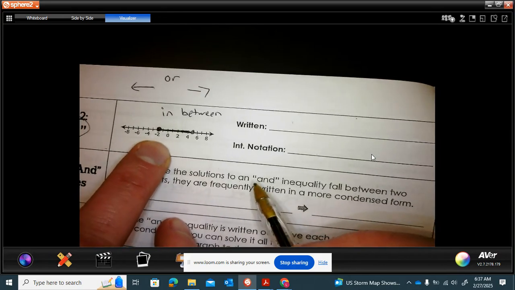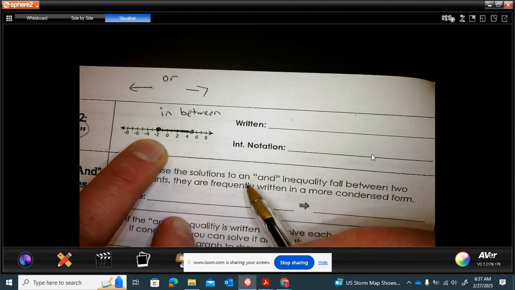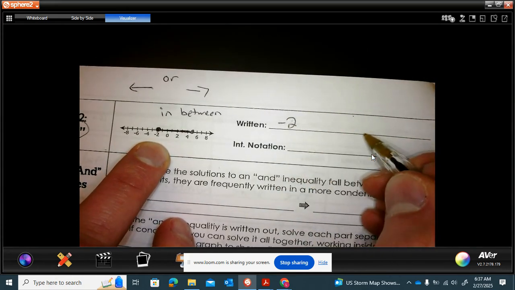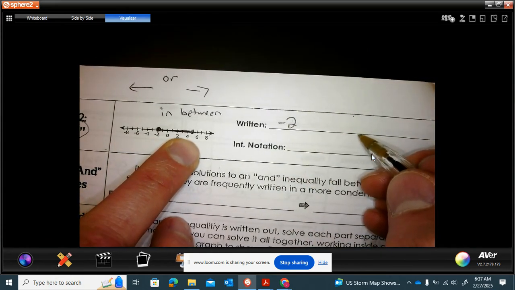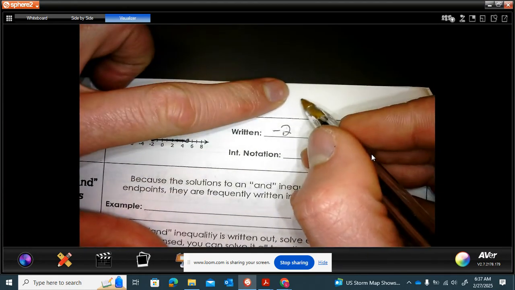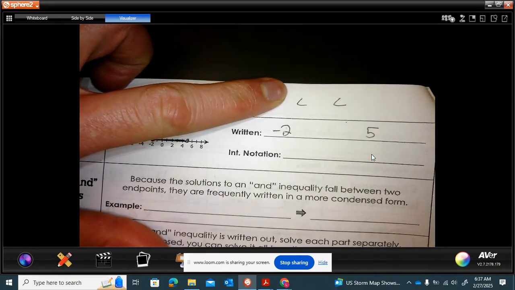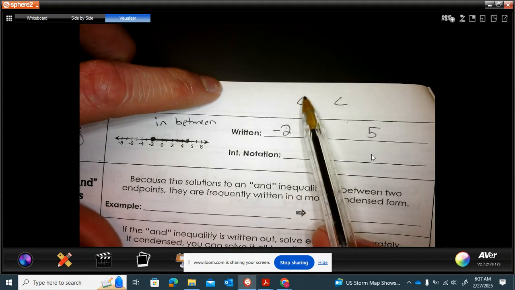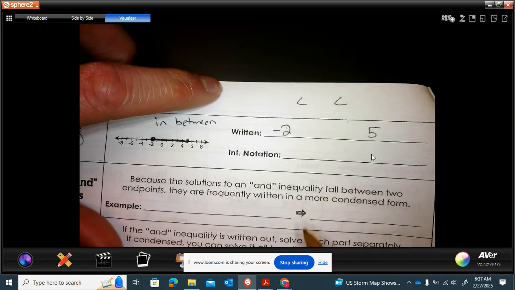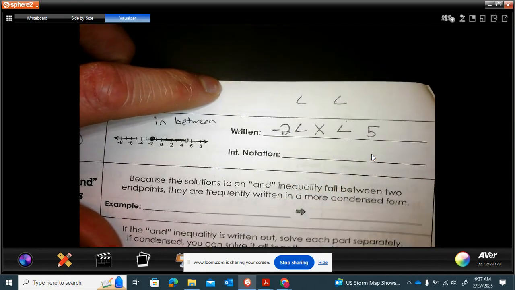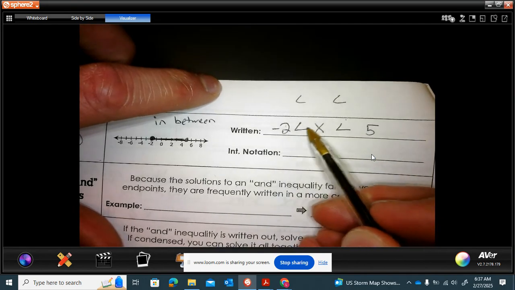You always take the number that it starts with, so it starts with -2, and then give a big space, then you give the number that it ends with. It ends with 5. And your symbols are always going to go in this direction. So in this case, you're always going to have two inequality symbols when you're writing an AND inequality, and they're always going to go in that direction. And so you're always going to have this symbol, you're going to put an X, and you're always going to have that symbol. They're always going to be in that direction.